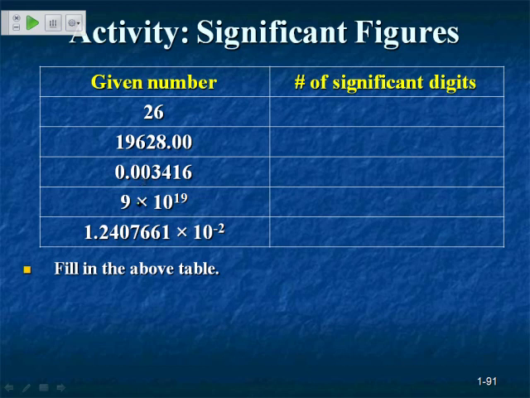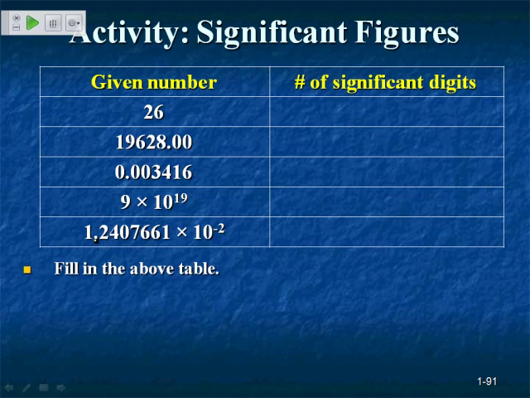How about this number? Something in scientific notation. We will count the significant figures only for the number part. The exponent doesn't come into the significant figure rules. So 10 to the power 19 is the exponent part. You don't worry about that. You will look only at the number part. 9. So it's a non-zero digit and just 1. How about this one? Another scientific notation number.